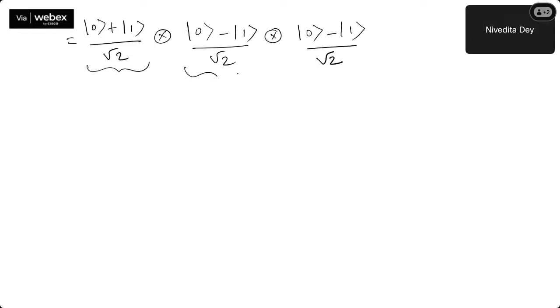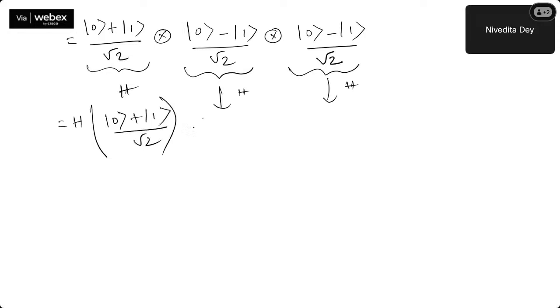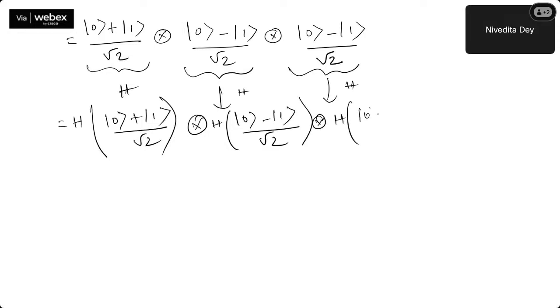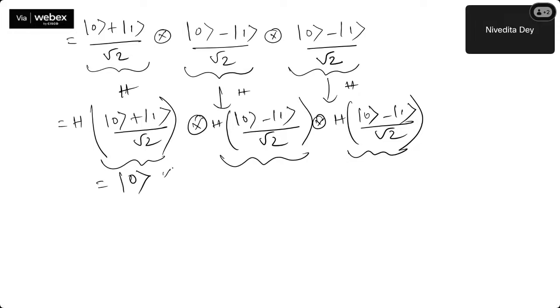Now this is first, this is second, this is third. Let me apply Hadamard individually on all of them. So on application of Hadamard, what will happen? It's H of this thing, followed by H of K0 minus K1 by root over 2, followed by Hadamard of K0 minus K1 by root over 2. So it will be nothing but my K0. This is my K1, this is my K1, which is also 0, 1, 1.